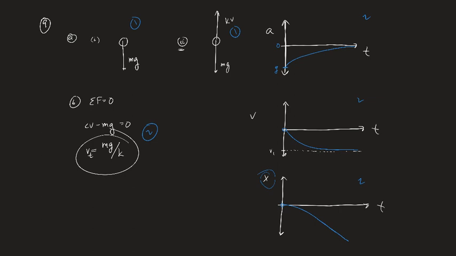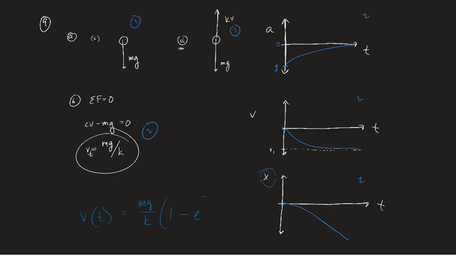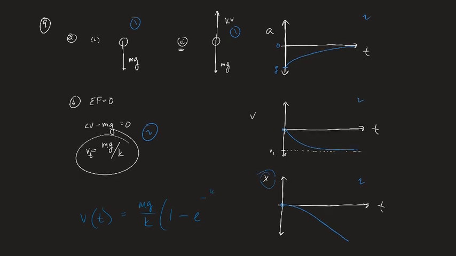You should go home and find v as a function of t. You should work it out. And the answer ends up being mg over k times (1 minus e to the negative k over m times t). So you should do that and show this to be true. That's what I expected you to do.